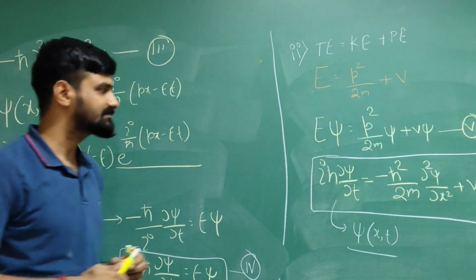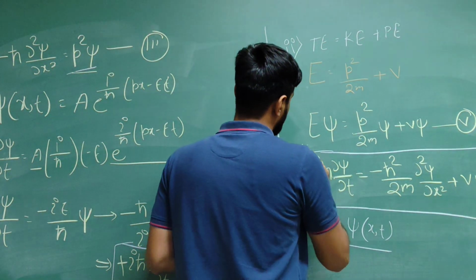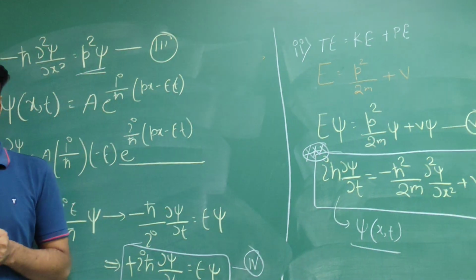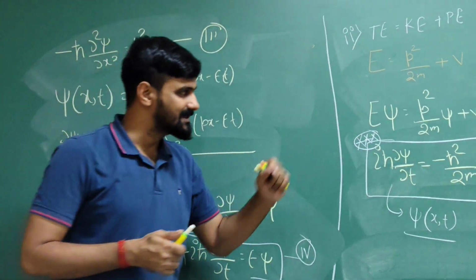Great. Now, the next thing is that we have to solve this equation, right? For various kinds of problems in quantum mechanics, we have to solve the Schrodinger equation based on the boundary condition. And how can we solve this Schrodinger equation?